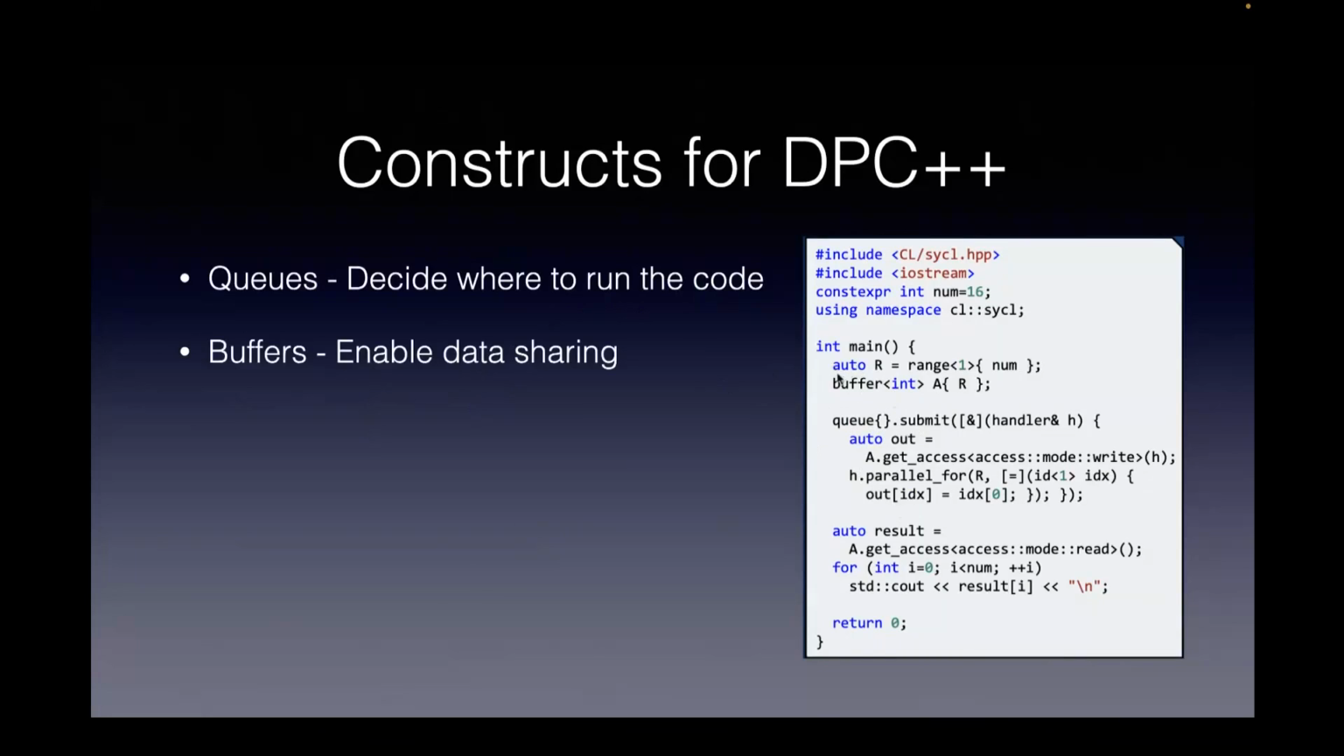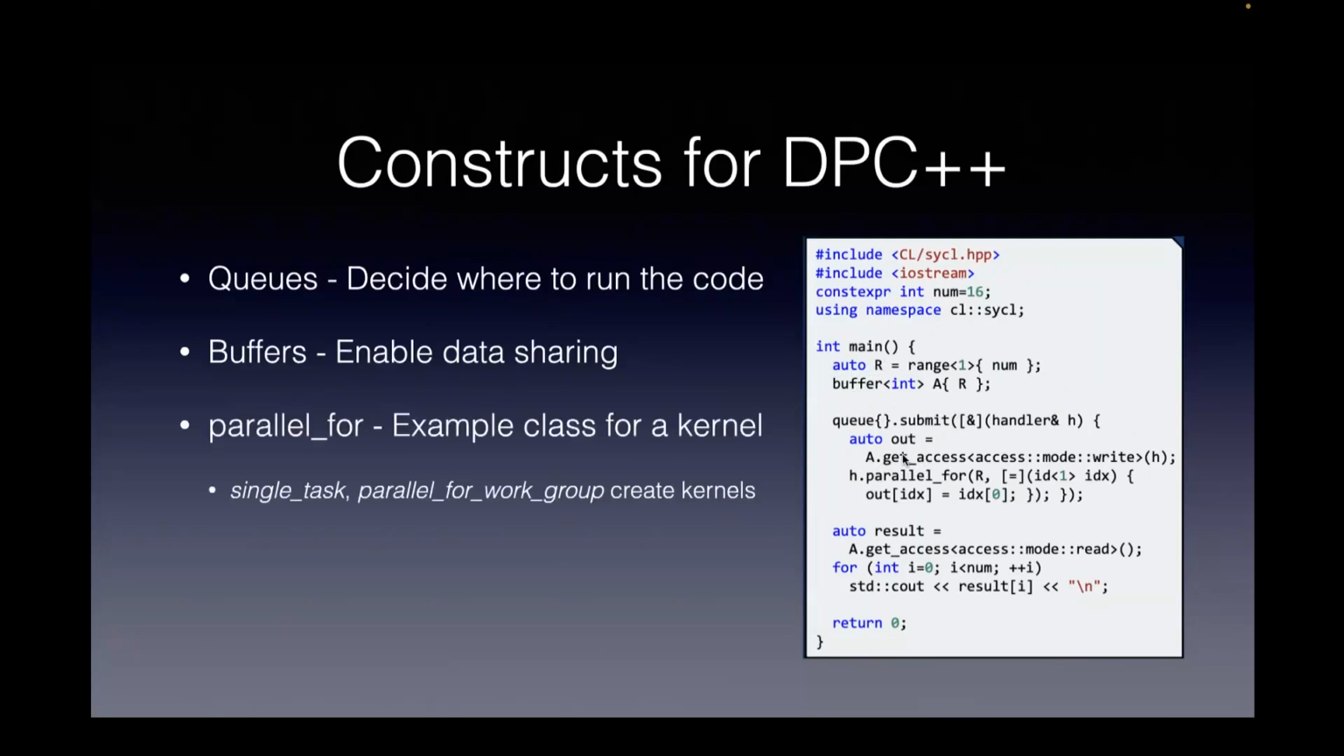A buffer is basically a copy of a particular array that you may have on the host, and you access a buffer through what's called an accessor, which you get by a.getAccess, and that enables you to share data. Again, I'll talk a little bit more in detail about each of these in the upcoming slides. The third important construct in DPC++ is, in this example, the parallel for, which is an example of a class used to define a kernel in DPC++.